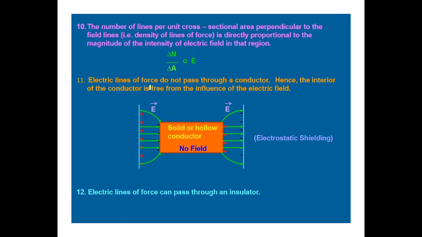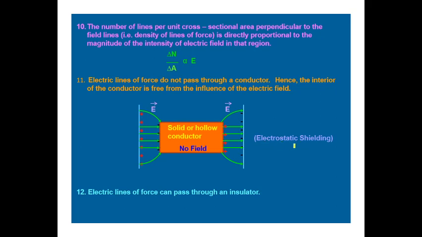Electric field lines of force do not pass through the conductor. This is a solid conductor, so they will not pass through it. Hence, the interior of a conductor is free from the influence of electric field lines. If a conductor is placed in an electric field, the field lines do not pass through it. So a solid or hollow conductor is free from the electric field lines, and this is also known as electrostatic shielding.